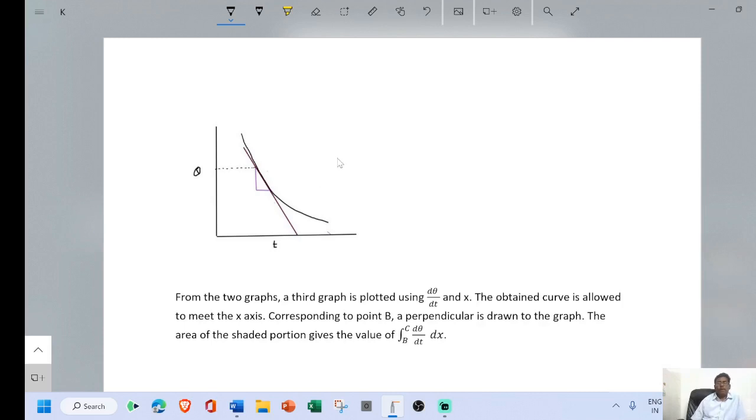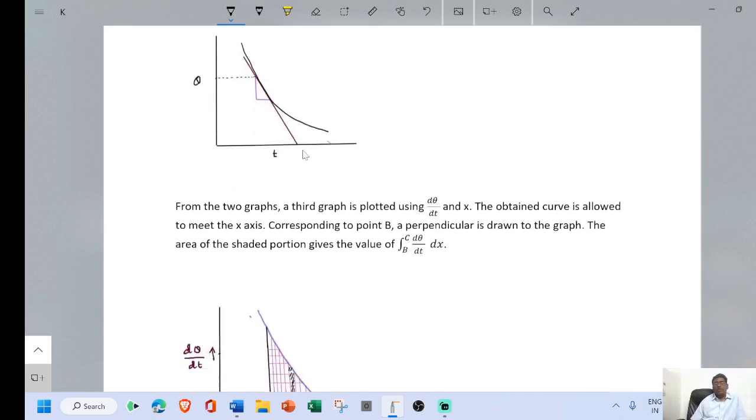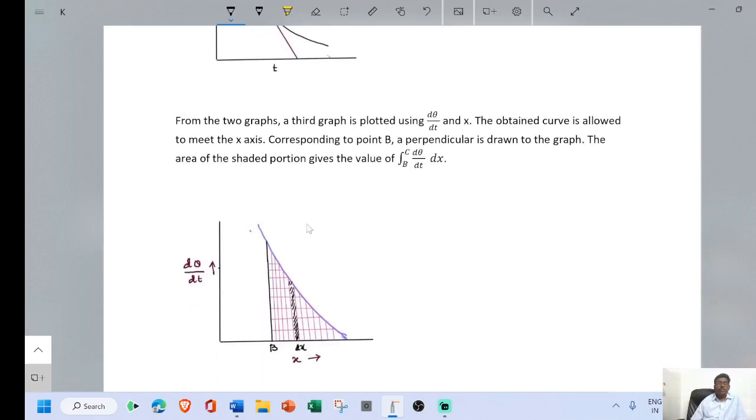With the help of graphs 1 and 2, we can draw a third graph. In the third graph, d theta by dt values are taken along the y-axis, and x values are taken along the x-axis. x stands for the position of the different thermometers from the hot end. The curve is like this, and allow the curve to meet the x-axis, and from the point B, draw a line, and the line is allowed to meet this curve.